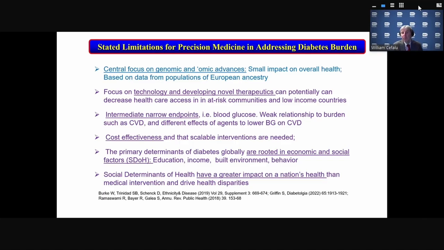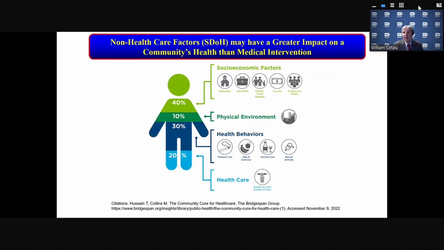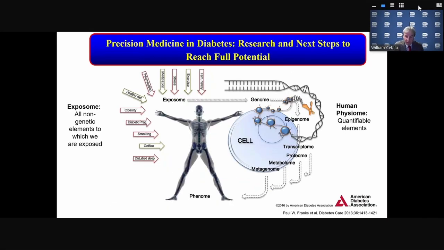In fact, there are a number of studies that suggest socioeconomic factors may have a greater impact on community health than medical intervention. So what I'm suggesting is this. When we move forward, and we do need to move forward with understanding precision medicine, and getting back to Dr. Frank's slide, this interaction of the non-genetic elements with the quantifiable elements, the human physiome, and that interaction, is going to be very important for stratified medicine.